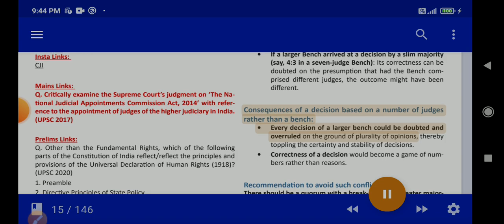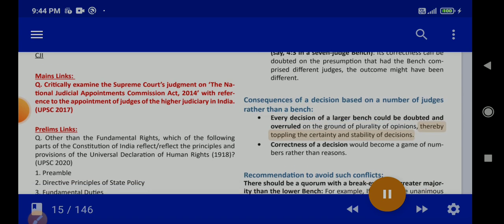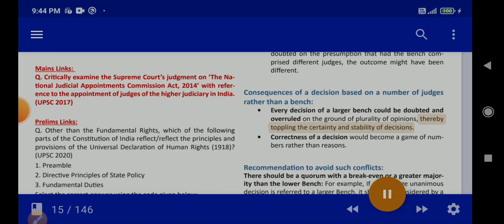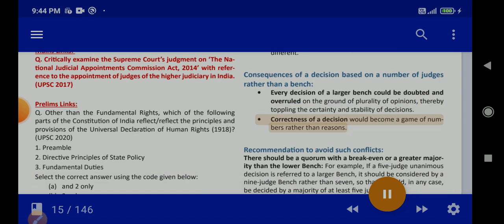Consequences of a decision based on a number of judges rather than a bench: every decision of a larger bench could be doubted and overruled on the ground of plurality of opinions, thereby toppling the certainty and stability of decisions. Correctness of a decision would become a game of numbers rather than reasons.